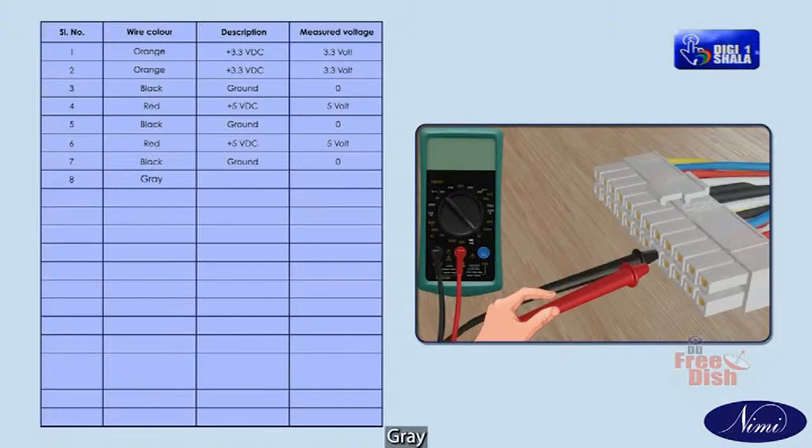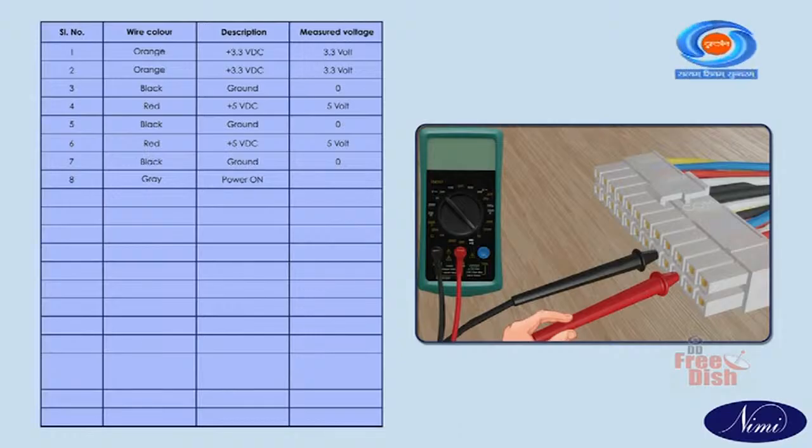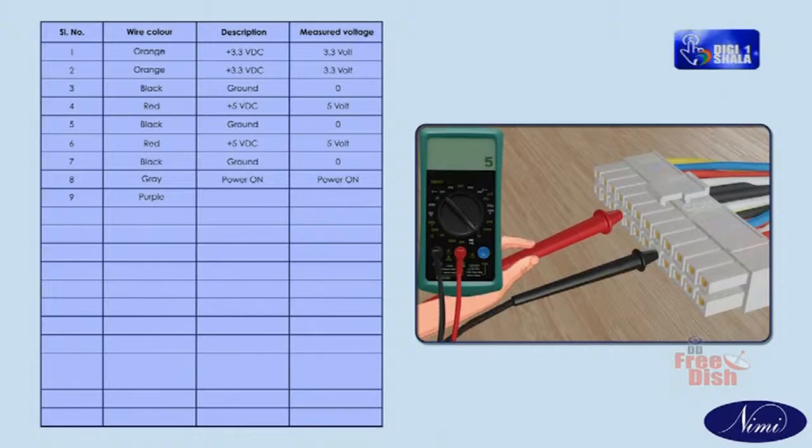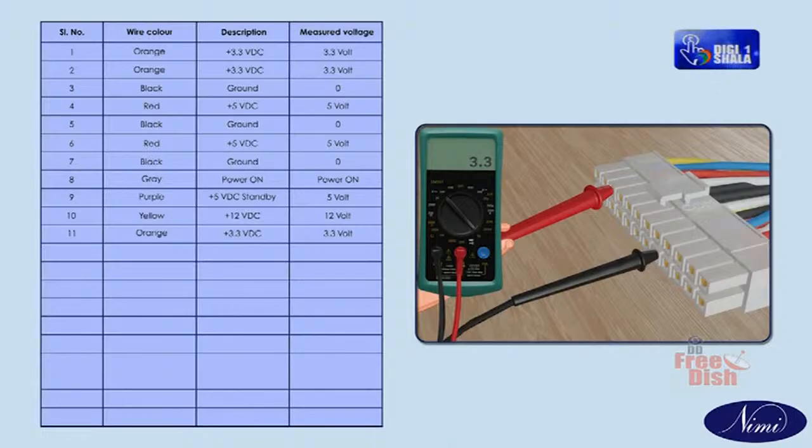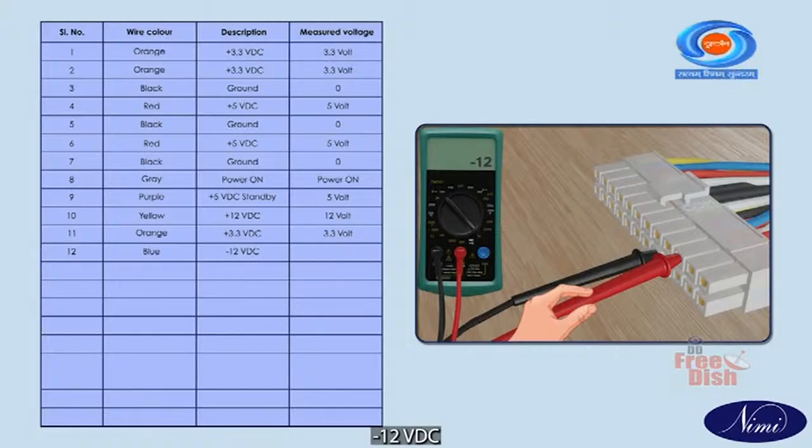8. Gray. Power on. 9. Purple. Plus 5 VDC. Standby. 5 volt. 10. Yellow plus 12 VDC, 12 volt. 11. Orange plus 3.3 VDC, 3.3 volt. 12. Blue minus 12 VDC, minus 12 volt.